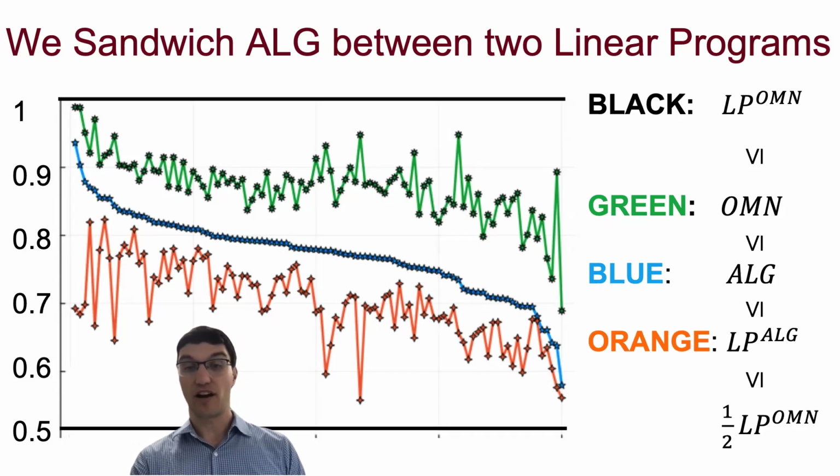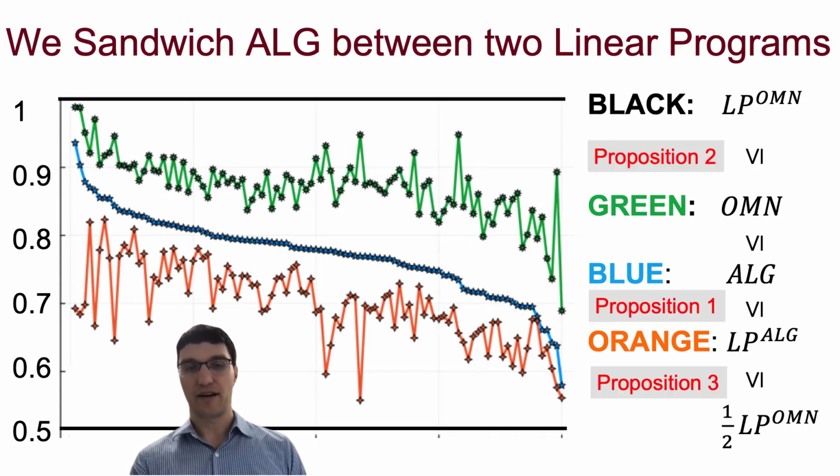They're all interesting in their own right, perhaps other than green greater than blue, that's pretty obvious. But I would say the really key innovation here is proposition one, which is showing that our algorithm always earns a reward rate that's better than the value of the linear program in orange.